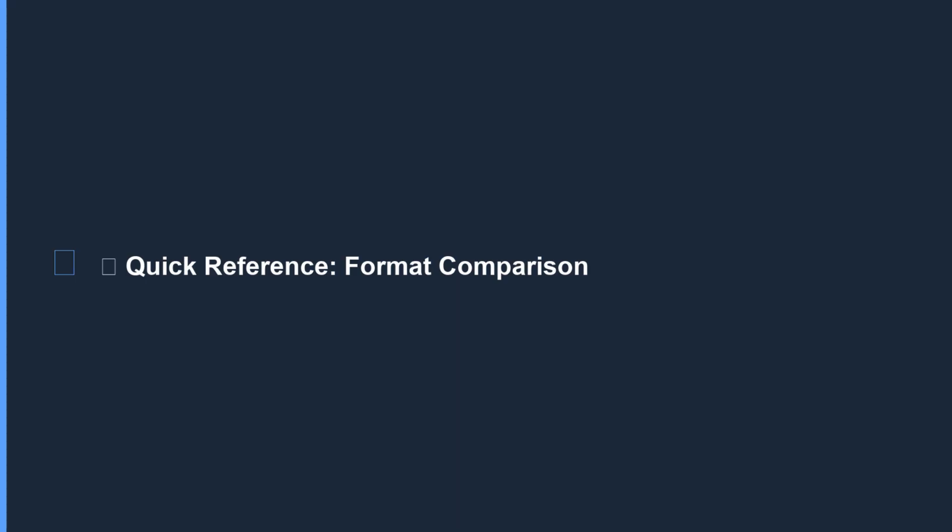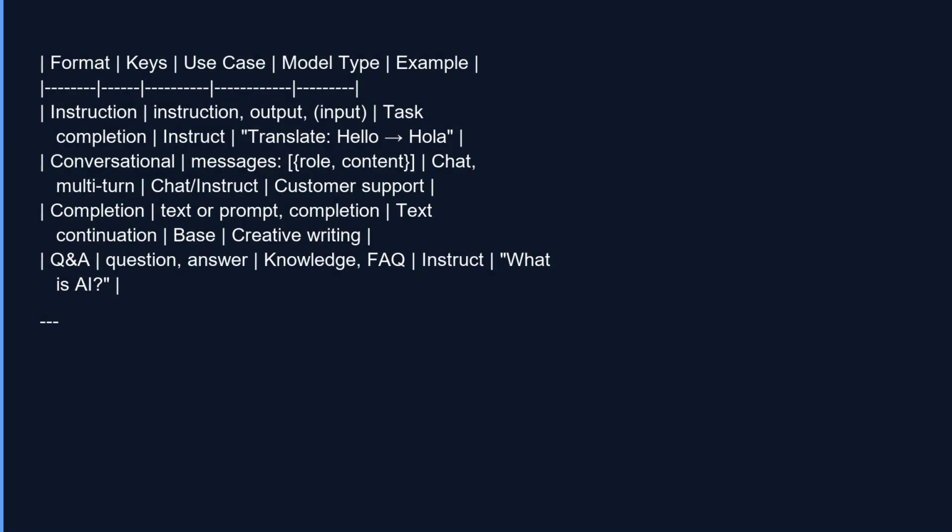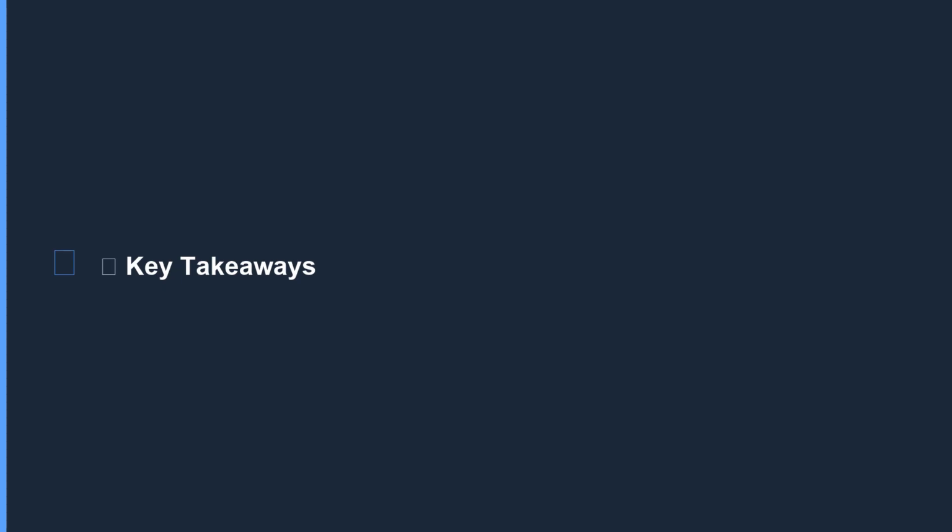Let's now look at the quick reference, format comparison. Format, keys, use case, model type, example. Instruction: instruction, input, output; task completion; instruct; translate hello to hola. Conversational: messages, role, content; multi-turn chat; chat, instruct; customer support. Completion: text or prompt, completion; text continuation; base; creative writing. Q&A: question, answer; knowledge, FAQ; instruct; what is AI?